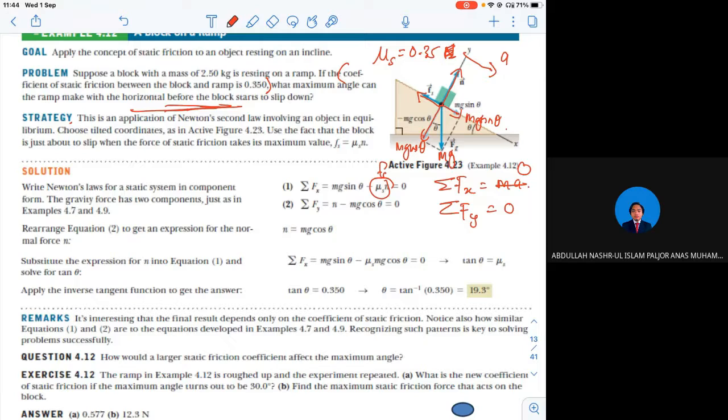Of course we believe that mu s n is mu s mg. For Fy, n minus mg cos theta equals 0, so n equals mg cos theta. We bring this to the right side, and then we put the mg cos theta into equation number 1. Then we can get theta equivalent to 19.3 degrees. So this is how you get to the answer for the example.